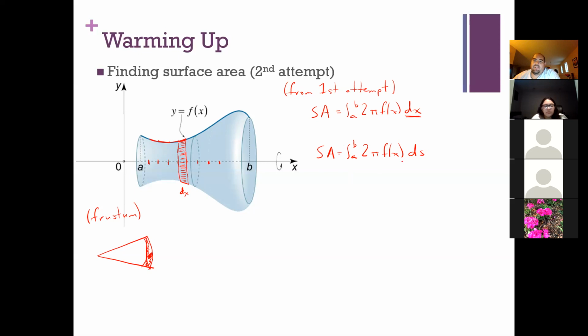So that's the motivation. But in terms of actually computing these things, I have a function written in x and a differential term written in s. I don't know how to do integrals that work like that. So eventually what I have to do is express ds in terms of x. But luckily, we just spent a section doing that.